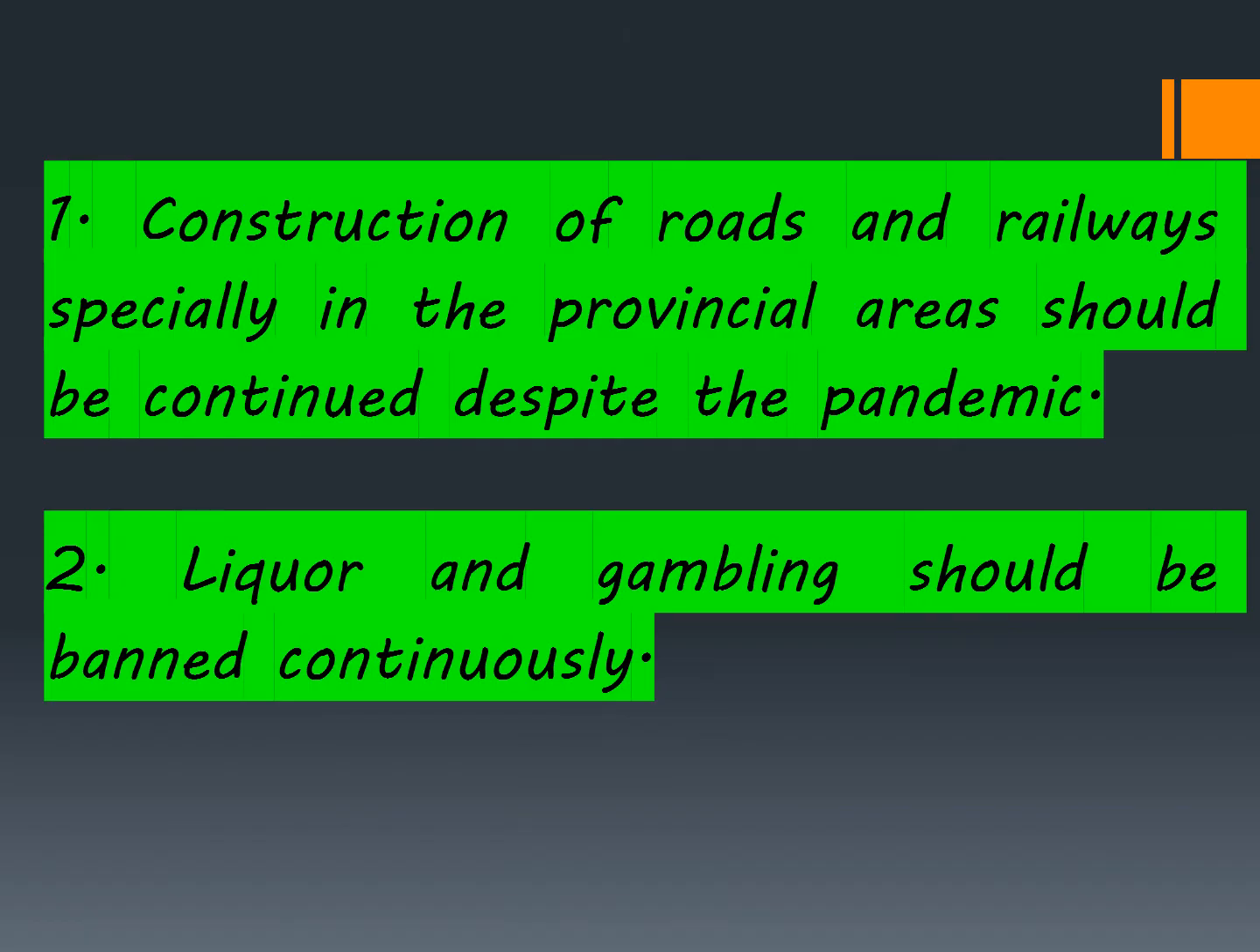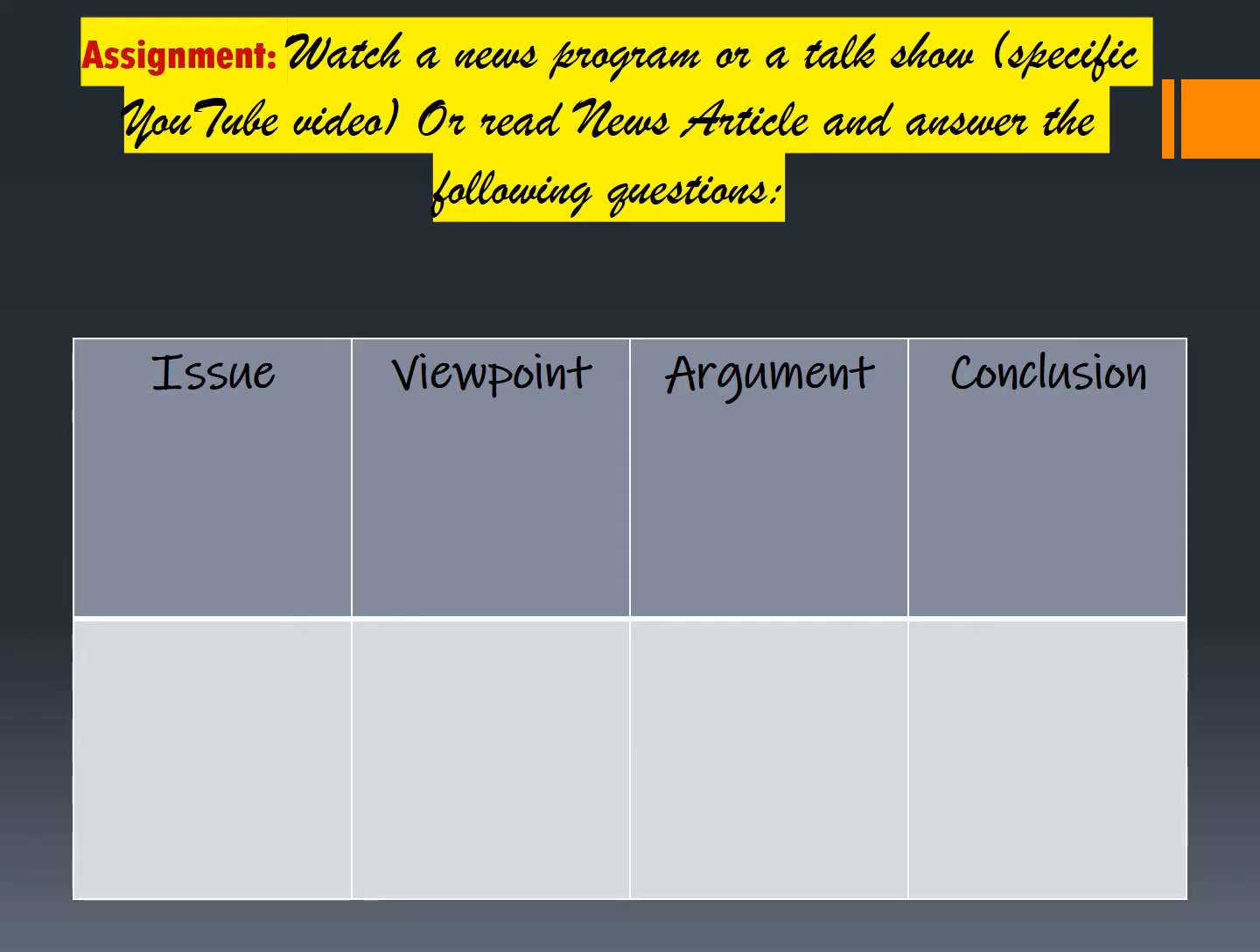Number 1. Construction of roads and railways, especially interprovincial areas, should be continued despite the pandemic. Number 2. Liquor and gambling should be banned continuously. And for your assignment, you just need to complete this table. So you need to watch a news program or a talk show, specifically YouTube video, or read news article and answer the following questions. So you need to point out the issue, the viewpoint, the argument, and the conclusion.